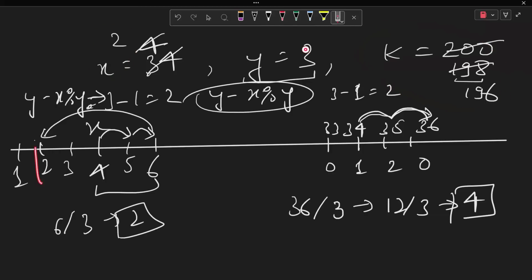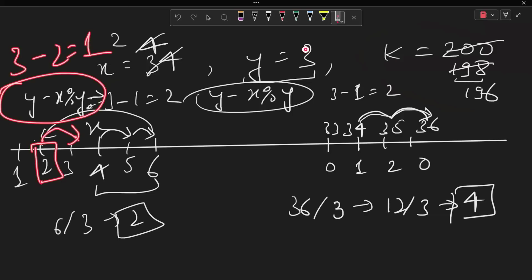Now when we are at 2, again we would calculate this value. It would be 3 minus 2, which is 1. So in one step we would reach the end.